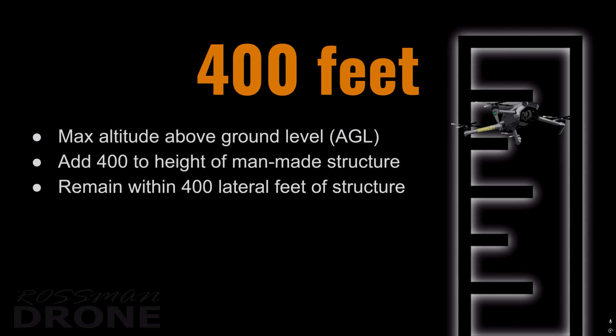Now, you may go beyond or above 400 feet if you are, say, doing a commercial job inspecting something like a tall tower or a building. So let's say there's a tower that is 500 feet in height. You may climb to a total of 900 feet, which is basically 400 plus the height of the uppermost limit of the structure. So 500 plus 400 gives you 900 feet as your new maximum altitude. And as long as you are within 400 lateral feet of that structure, you may stay at that higher altitude. Now, just as a reminder, that is for commercial purposes only. Recreational flight is limited to 400 feet, no matter what.